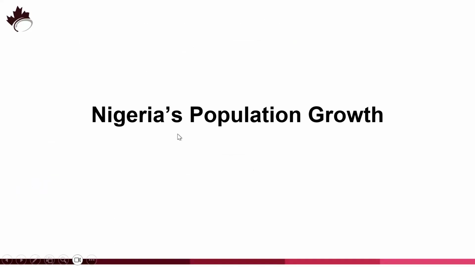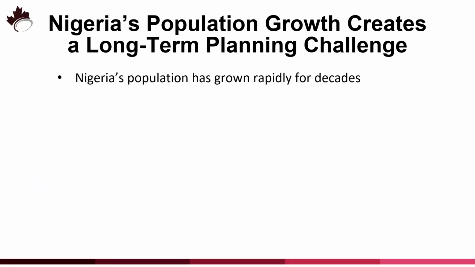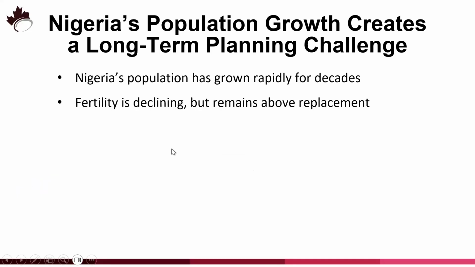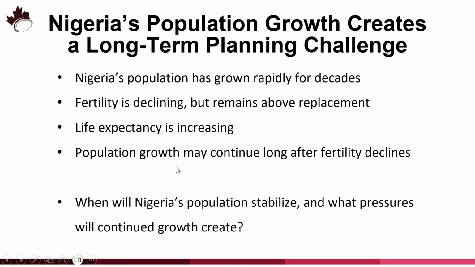So let's talk about Nigeria's population growth as a more extensive model. Nigeria's population growth has created a long-term planning challenge. Nigeria's population has grown rapidly for decades. Fertility is declining, but remains above replacement. Life expectancy is increasing. Population growth may continue long after fertility declines. So we ask, when will Nigeria's population stabilize, and what pressures will continued growth create?